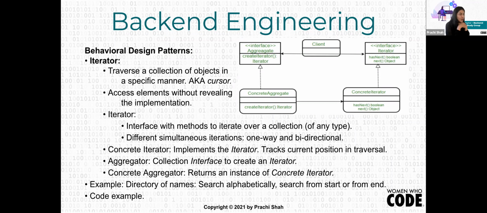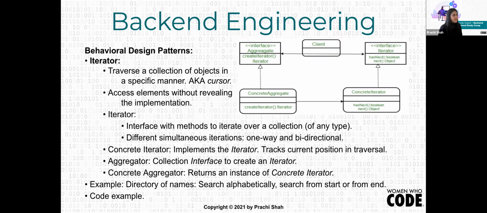So again, we'll use an interface with certain methods to iterate over a collection of any type, like an array list or a hash set, something like that. Different simultaneous iterations are also possible, so like one way or bidirectional, from top to bottom, like an ascending order or a descending order.